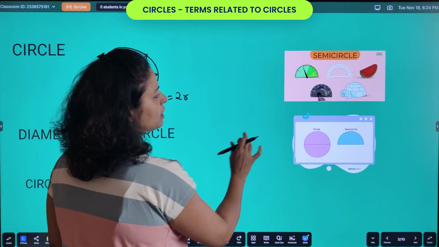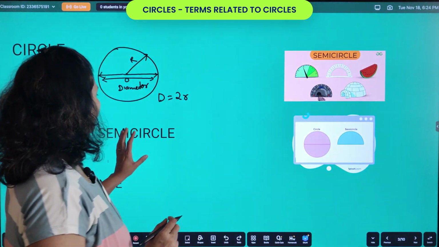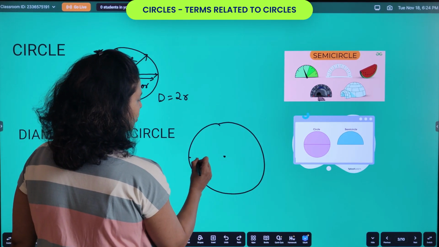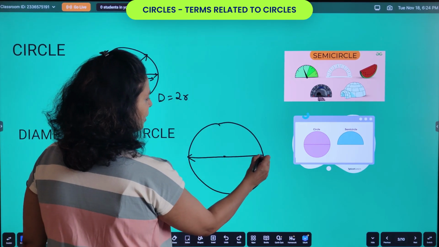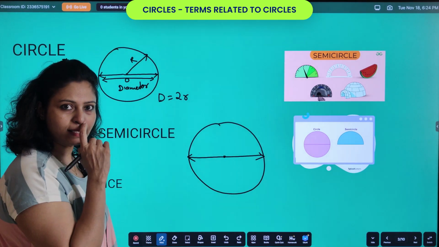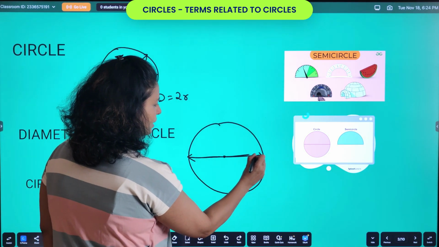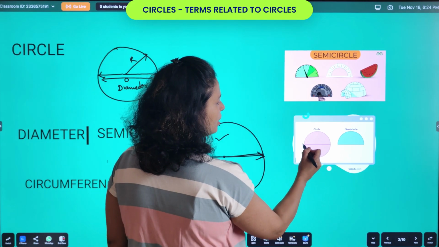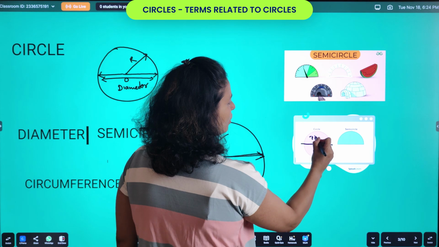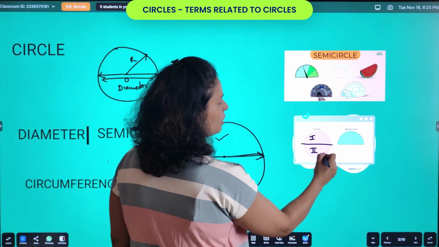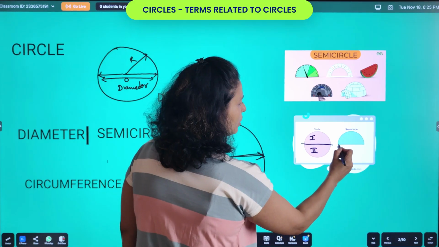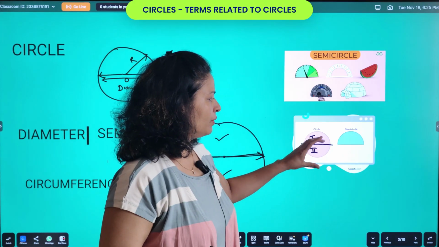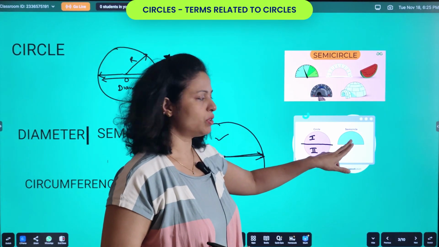Now semicircle. But first, what is the diameter? I told you, it is a line which passes through the center. And if you see in the figure, it divides the circle into 2 equal parts. This is the diameter, dividing it into a first part and a second part, so both parts are equal. This half part is called a semicircle. Semi means half. So the diameter divides the circle into 2 equal parts, each called a semicircle.